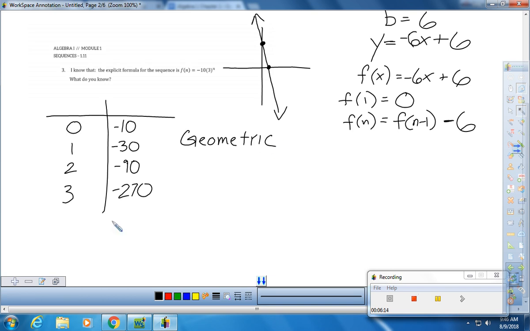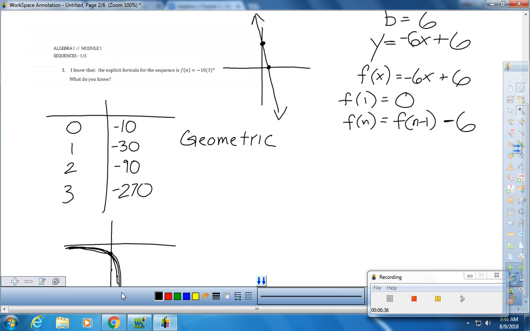Okay? If I sketch this graph, it's going to be, let's see, 0, negative 10, 1, negative 30. It's going to just be really curvy. Okay? And if you're wondering, it actually is going to look like this, but we'll learn more about that later. Let's see. Is that right?